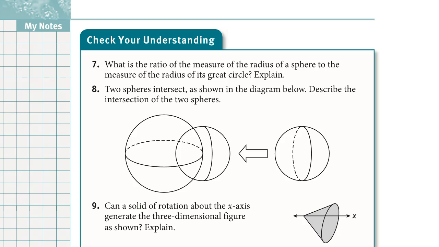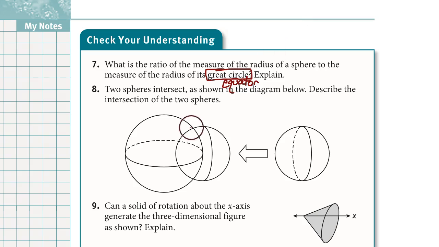Next, go to the check your understanding question, number 7. What is the ratio of the measure of a radius of a sphere to the measure of the radius of its great circle? The word great circle refers to the largest possible circle that can be drawn around a sphere. Earlier, we had used the word equator for that.